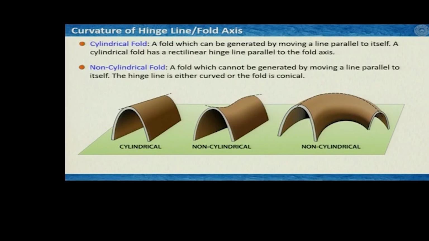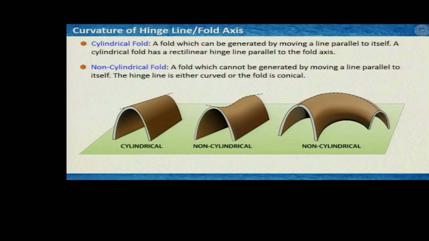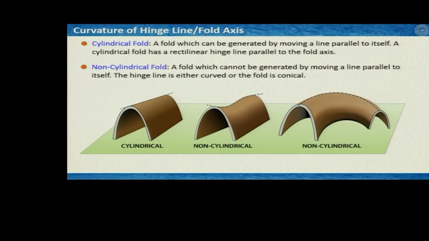In other words, the way we defined the fold axis in the previous lecture, a fold which can be generated by moving a line parallel to itself, and this particular line is your fold axis. If you can do that, the fold you will produce out of it is a cylindrical fold, because the direction of the fold axis is not changing in this case.